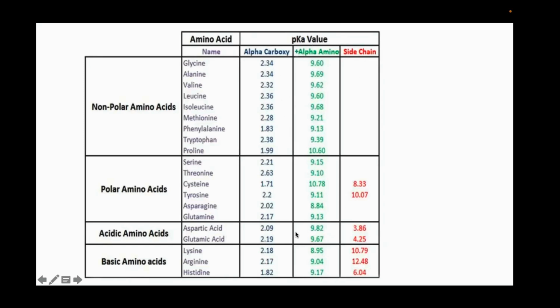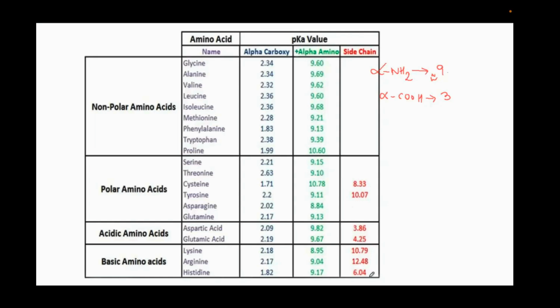We need not remember all these alpha carboxyl group and alpha amino group pK values. We can assume that the alpha amino group, marked green in the table, has a pK of approximately 9, whereas the alpha carboxyl group has a pK of approximately 3. To solve this question, we should know the pK values of the side chains, which are given in this third column.